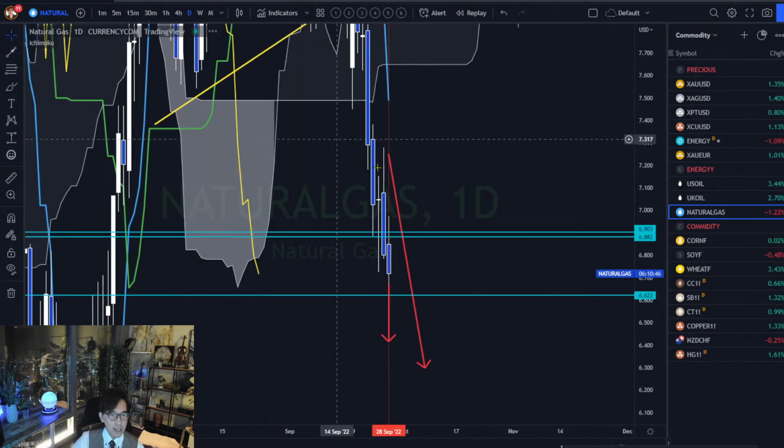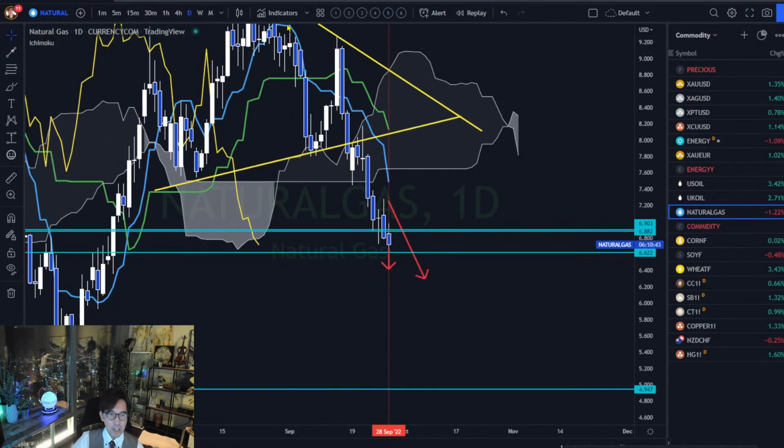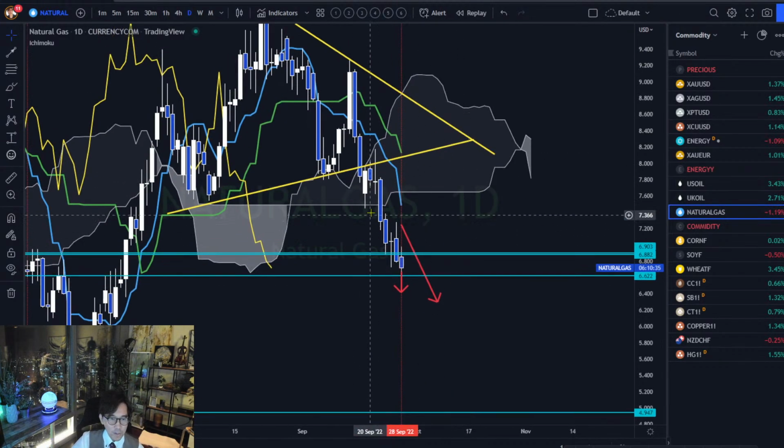Since the daily chart shows the P wave break and Kumo breakout, and there are no supports, this is a downtrend. So you can follow the downtrend along the way like this. So that's how I would do it.